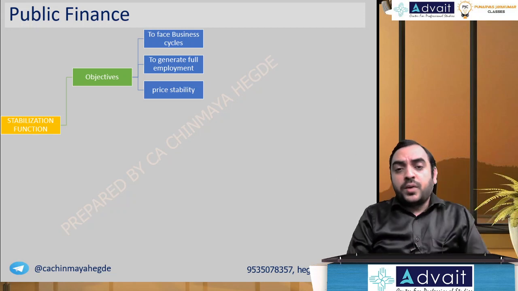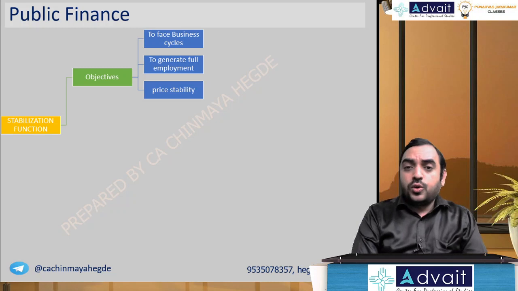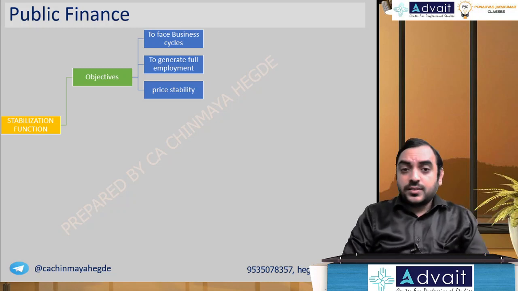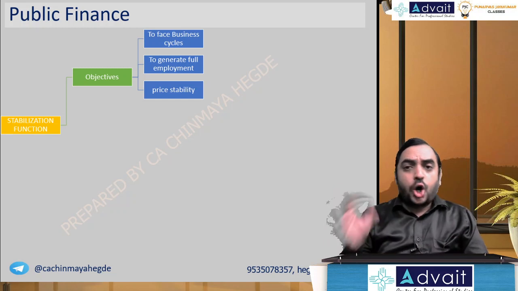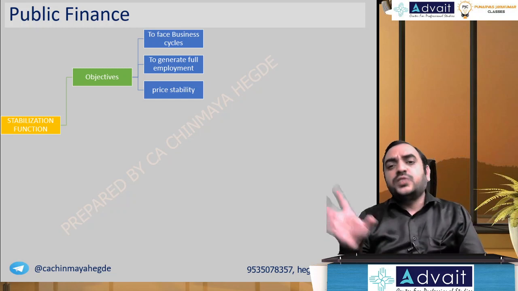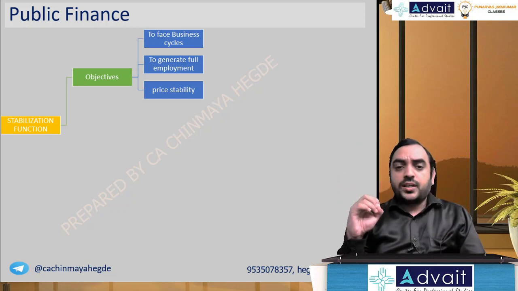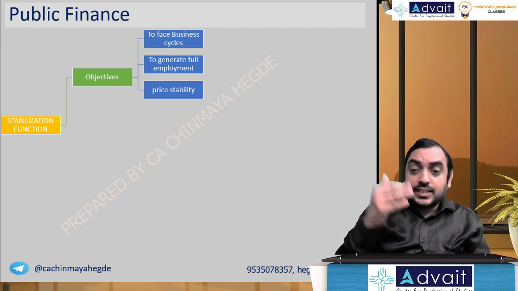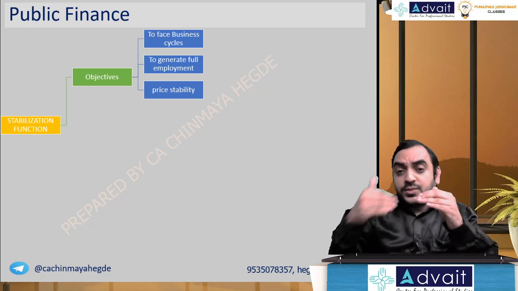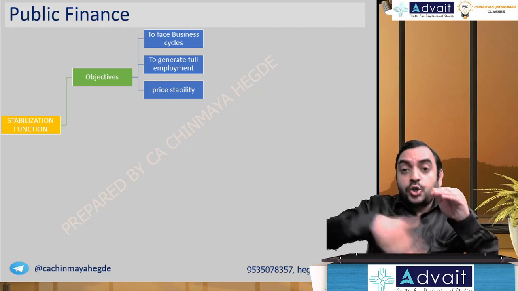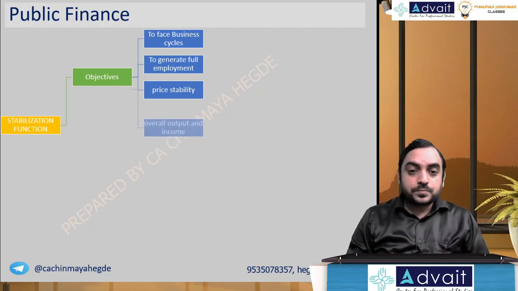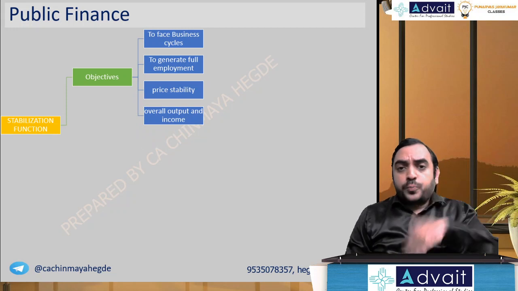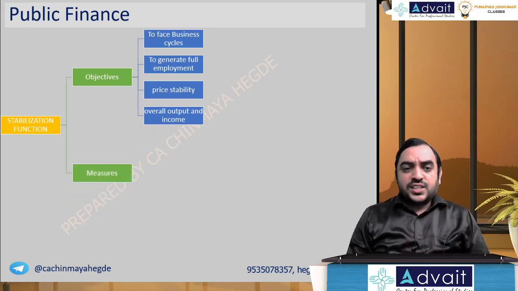Today you go to the petrol bunk, 90 rupees. Tomorrow it is becoming 110 rupees. The price will increase, whether petrol or rice, any product, price will increase, make no doubt about it. But whether it increases consistently or sometimes decreases consistently, it should not have too many fluctuations. That is price stability. And overall output and income should be maintained, that is the equalization function.